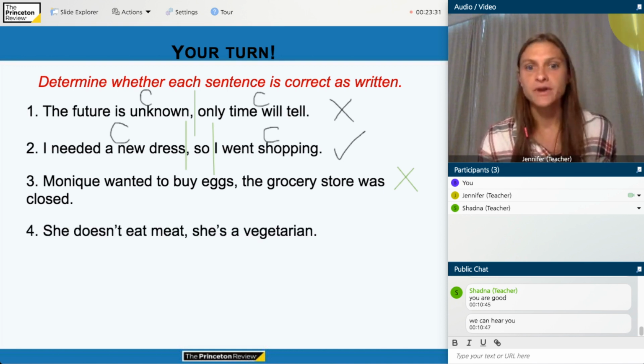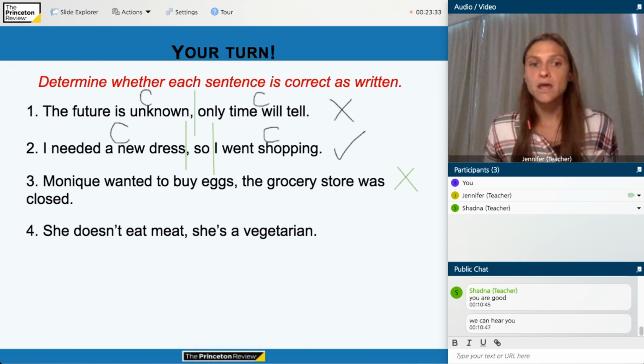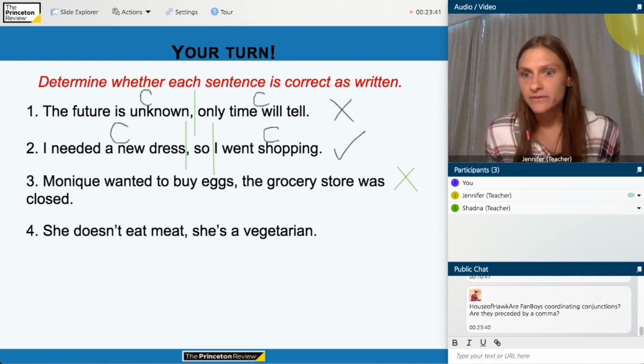So take a look at number 4. She doesn't eat meat. She's a vegetarian. Again, take a moment here on your own. Try to determine whether or not this is correct.